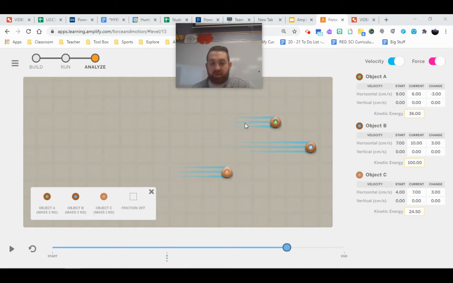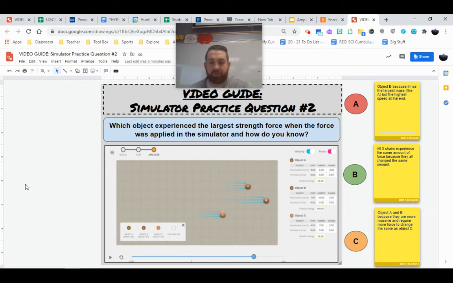So we have these three objects. They experienced a change in their velocity. So some force was applied, whether it was a force of a collision or a specific force in a specific direction, and that changed. So now we're going to have to use this data to infer how to answer the following question. Which object experienced the largest strength force when the force was applied in the simulator, and how do you know? Notice it's the same question, just a different simulation with some different information here.